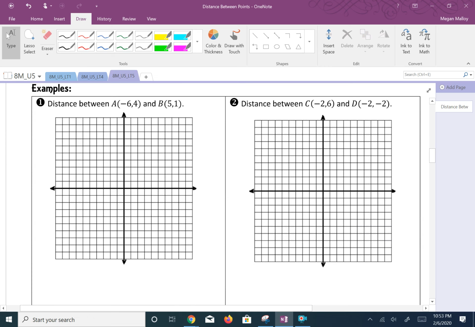So with our examples here, we are going to first have to graph our points, and then we will find the distance between them. So point A is at (-6, 4). So right about there, and we're going to label our points. Just A, not the image of A. And then B is at (5, 1).